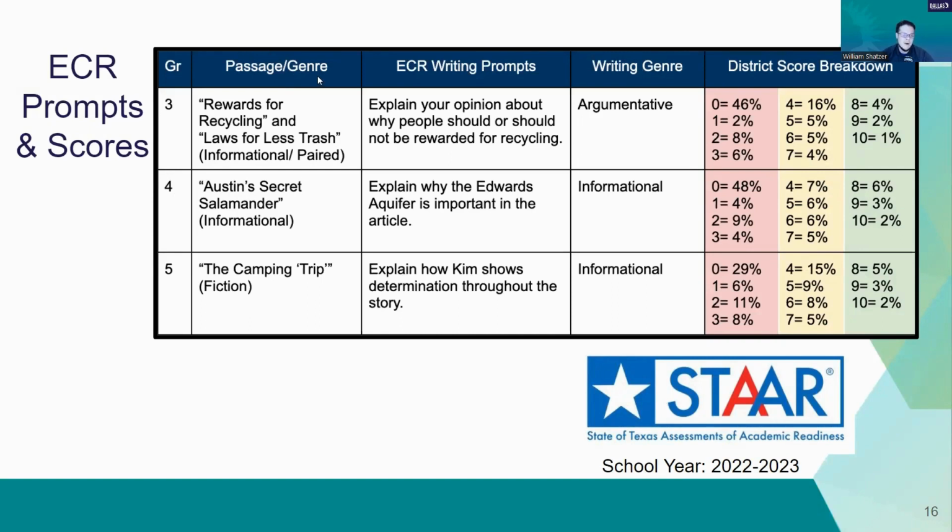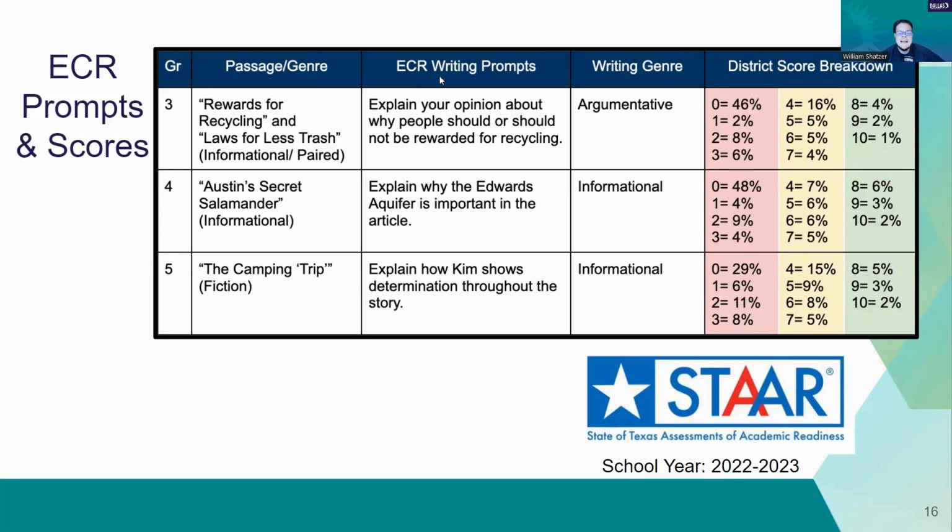Next to that, we have our passage and genre. So this is referencing last year's STAR test that your students took. This is the passage that they had to read on that STAR test, and this is the genre of those passages. So in third grade, they read two texts. They read a paired passage, and both of those passages were informational. Those passages were Rewards for Recycling and Laws for Less Trash. In fourth grade, they read Austin's Secret Salamander, and of course, that was informational. And in fifth grade, they read The Camping Trip, which is a work of fiction.